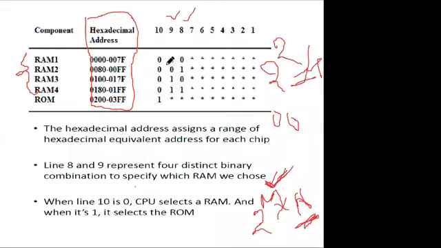So in this combination, as we can see, if they all are 0 at position 10 in this table, it means none of the RAMs is selected. Let me elaborate. When all of them are 0 and we have 1 at this location, it means the processor is asking for the ROM to operate. It is accessing the ROM.